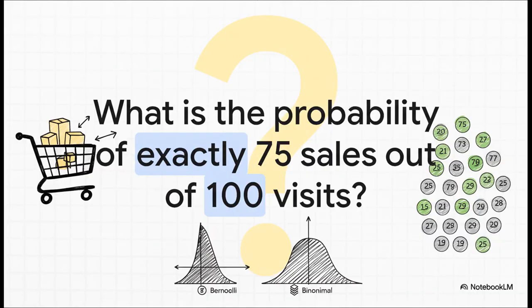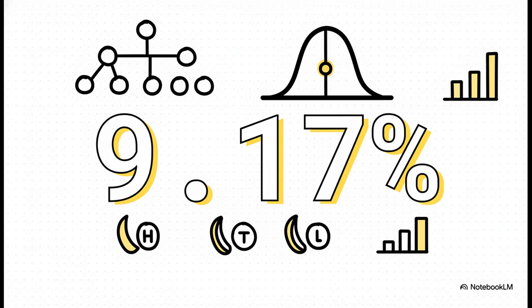So that all leads us to this one big question. If your average conversion rate is 75%, what are the actual odds that you get precisely 75 sales from your next 100 visitors? Now, your gut might tell you, hey, the average is 75, so the chance of getting exactly 75 must be pretty high. But is it? And boom! The answer is just 9.17%.